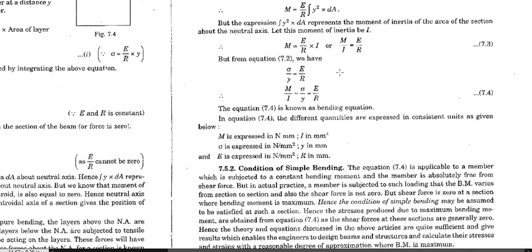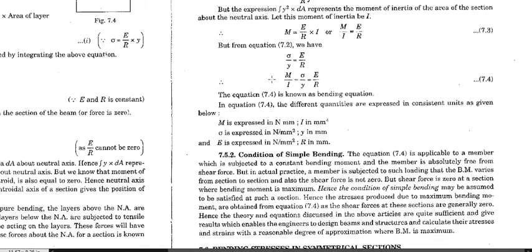And we know from the previous formula that sigma over y equals E over R. Just put the value over here, then you will get M over I equals sigma over y equals E over R. This equation is known as the bending equation, and we will be using this type of equation in order to solve our numerical problems. This is one of the very important formulas in strength of materials, and you will be using it quite often.